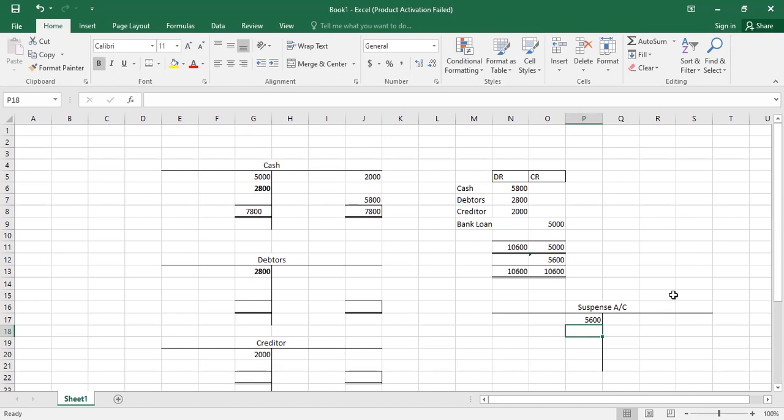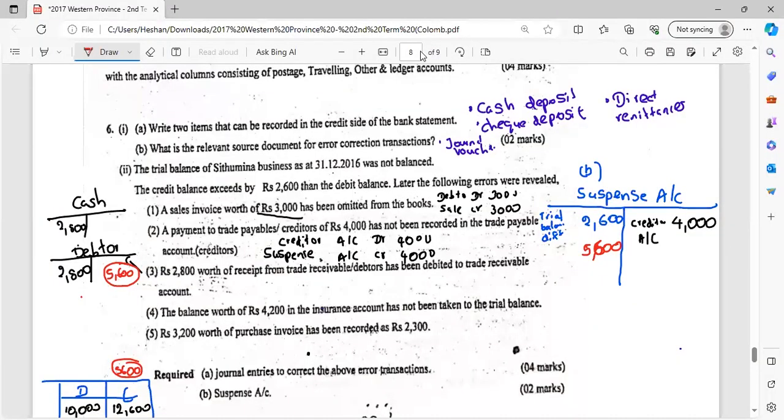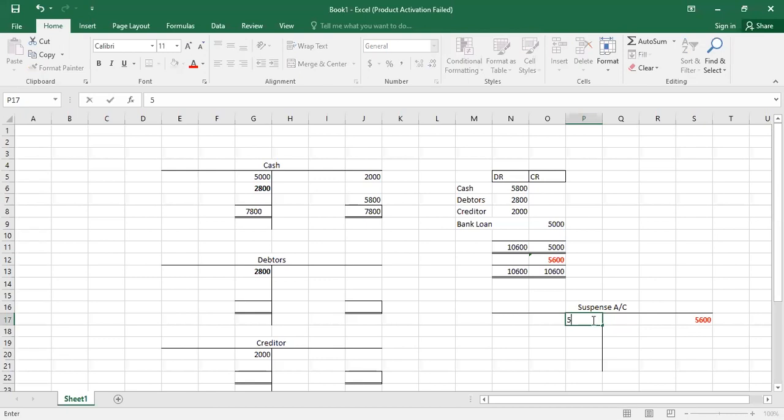Right? Now we take this 5,600 to the suspense account in credit side. මොකද credit side එකටනේ අපි දැම්මේ. Right? So we take it to the credit side. Okay? Now this is the scenario in here. 5,600 we should take to the credit side of the suspense account. Then හැබැයි since this is an error correction, we need to remove this 5,600 from suspense account. This is the removing part.